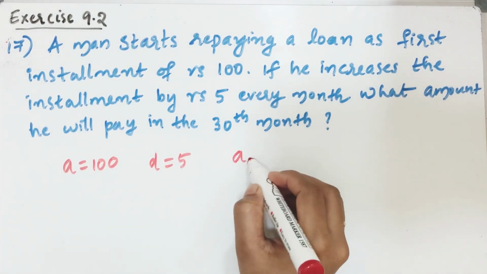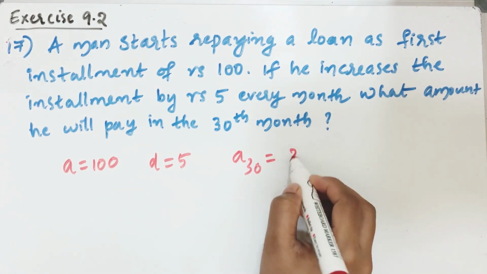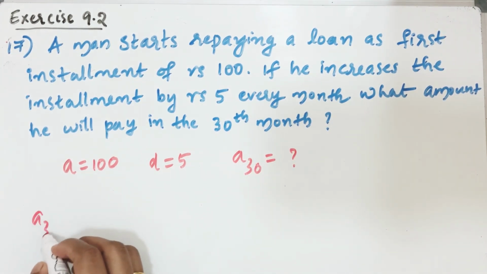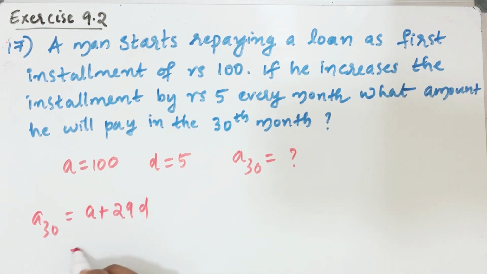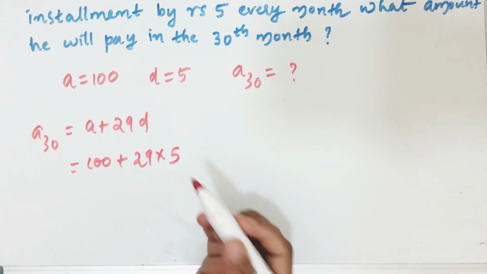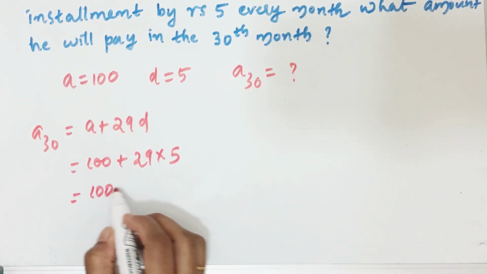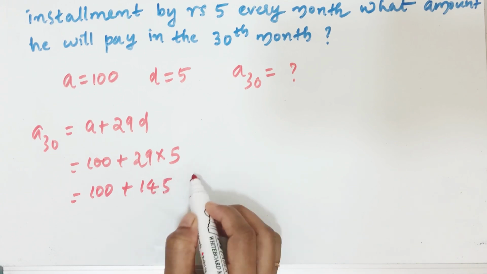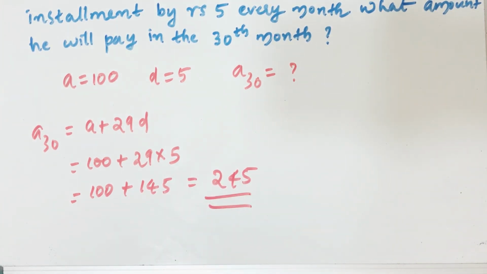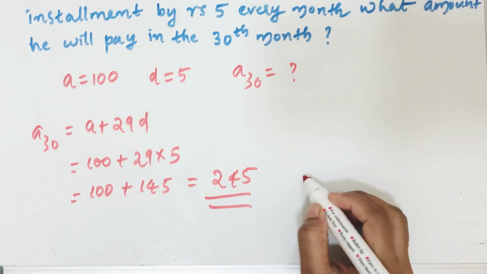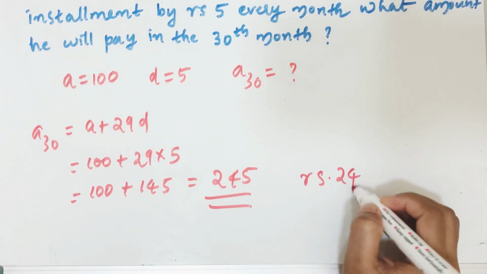We have to find A30. A30 is equal to A plus 29D. Here A is equal to 100 plus 29 into 5, which is equal to 100 plus 145 is equal to 245. So in the 30th month he has to pay rupees 245.